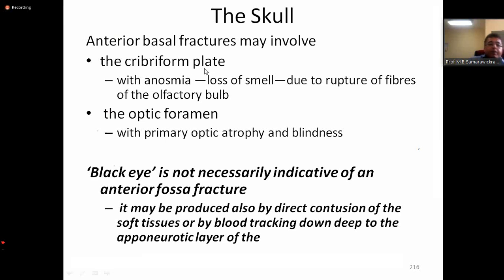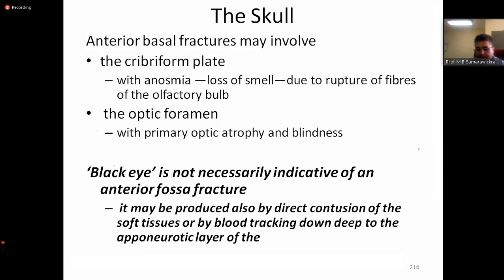And when the cribriform plate is fractured, it can result in olfactory nerve involvement, resulting in anosmia. And when the optic foramen is involved, there can be optic atrophy, which leads to blindness. And a black eye is not necessarily indicative of an anterior cranial fossa fracture, that you must know.